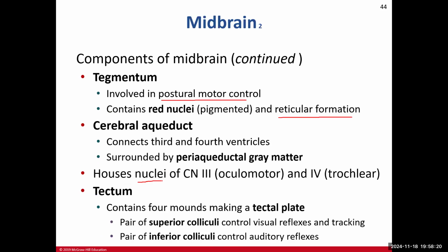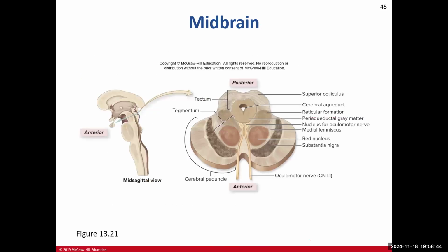Right, so that is all going to be part of the tectum there. Okay, so superior colliculi: visual reflexes and tracking. Inferior colliculi: auditory reflexes. How I remembered it is that in most people your eyes are a little bit higher than your ears. However you want to know which is which, that's how I remembered it. So here you can see our nice midbrain section right through here, and you can see both the superior colliculi and the inferior colliculi on the posterior portion.